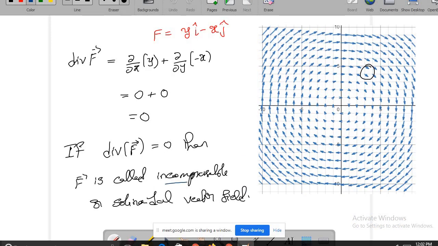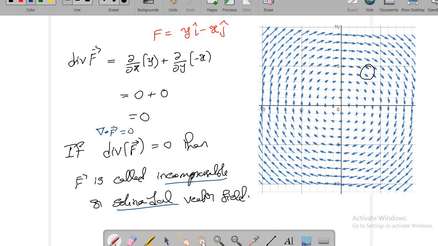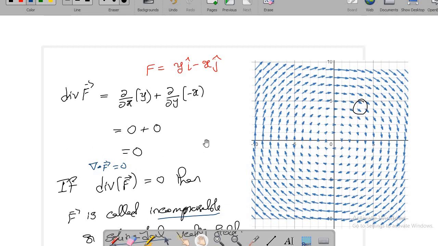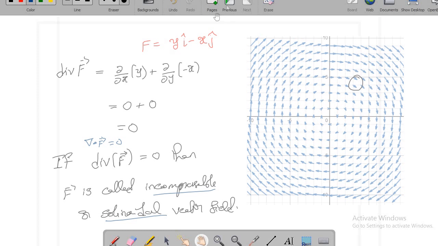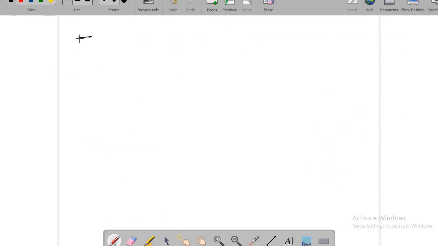So many times they ask questions on these two, like incompressible and solenoidal. So we say it is incompressible or solenoidal when the divergence is 0. Either you write divergence of f bar equal to 0 or you write del dot f bar equal to 0. Both are the same. Okay. So therefore, whatever vector field you are seeing on the board is an incompressible vector field.